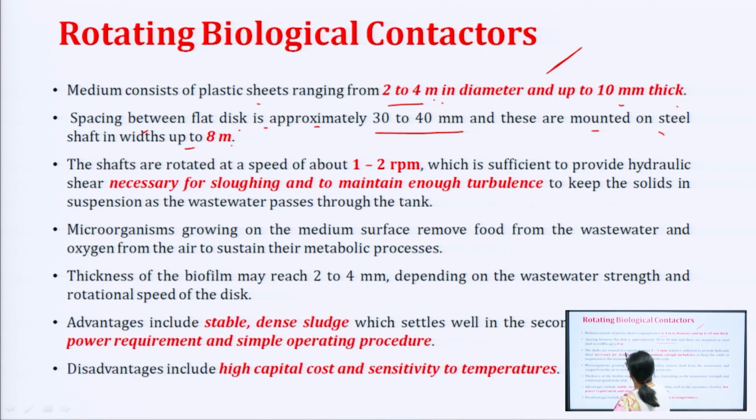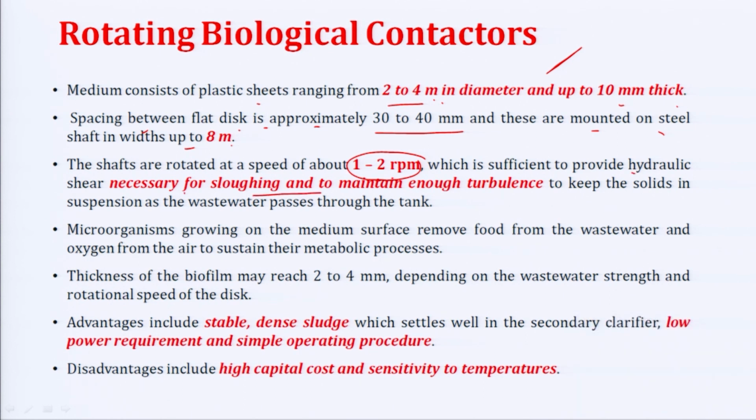The shafts are rotated at a speed of around 1 to 2 rpm, very slowly, 1 to 2 revolutions per minute, which is sufficient to provide hydraulic shear necessary for sloughing and to maintain enough turbulence to keep the solids in suspension as the wastewater passes through the tank. So, slowly it is going to move, take oxygen, go inside, come back, take oxygen, go inside, right.